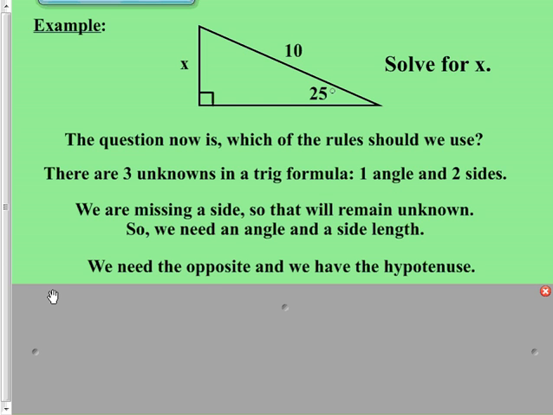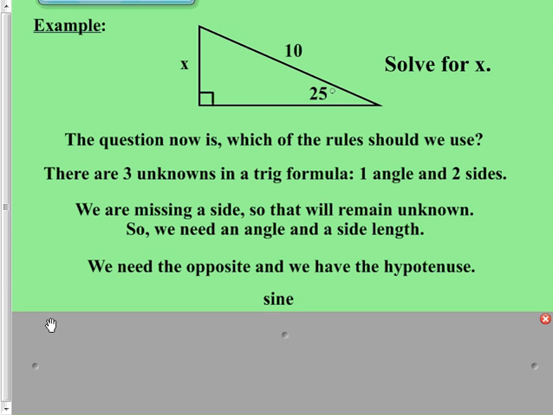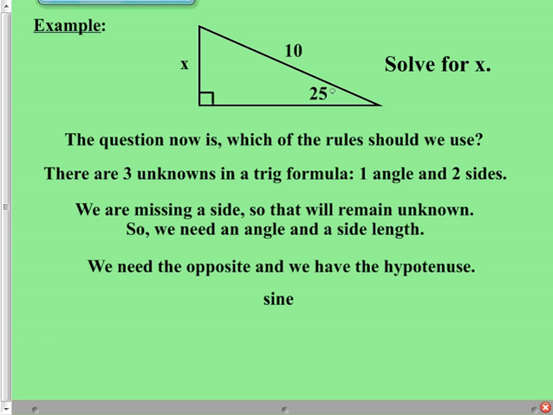So think about your word, SOHCAHTOA. Where do you have opposite and hypotenuse in the same grouping together? That would be the sine function. The sine function is opposite over hypotenuse. Okay, that's important. It's a very important decision to get to. That's why we spent so much time talking about it, because if you pick the wrong trig function, you will not get the right answer.